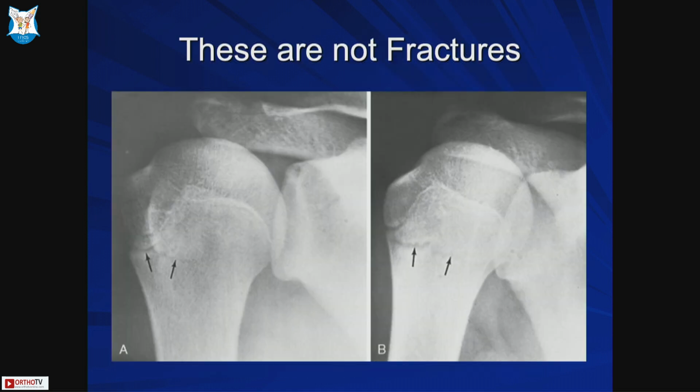These are just the growth plates or the physis, which have different projection when you're taking an X-ray. So you need to remember, especially the proximal humerus, because the physis is shaped like a tent, it may appear to be a fracture on certain views.